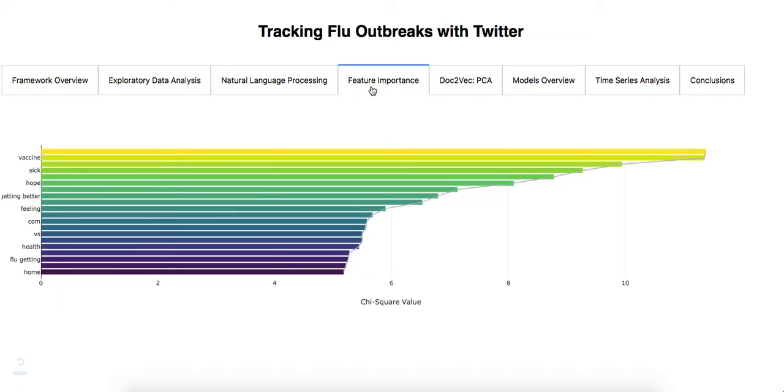I also wanted to determine the top 10 most important features or words. So these were actually determined using chi-square tests, which essentially assesses the relationship between the outcome, or labels, and a given word. The higher the score, the more related the word is to the outcome. And you can see here, some of the words are what we would expect, such as vaccine, sick, getting better.